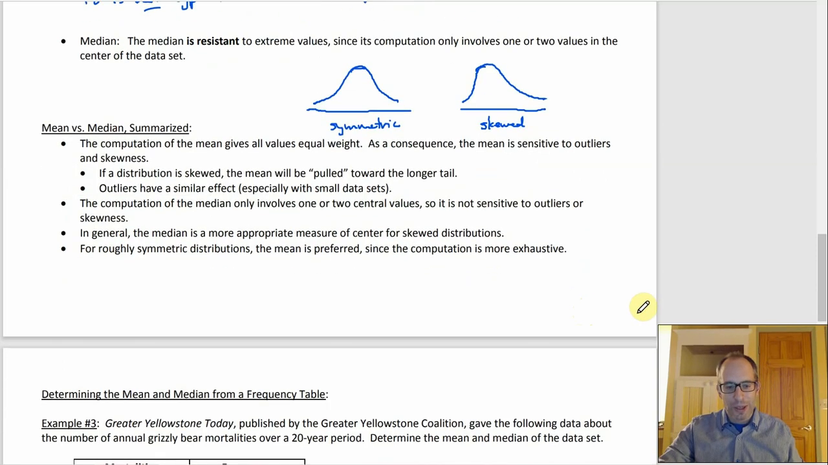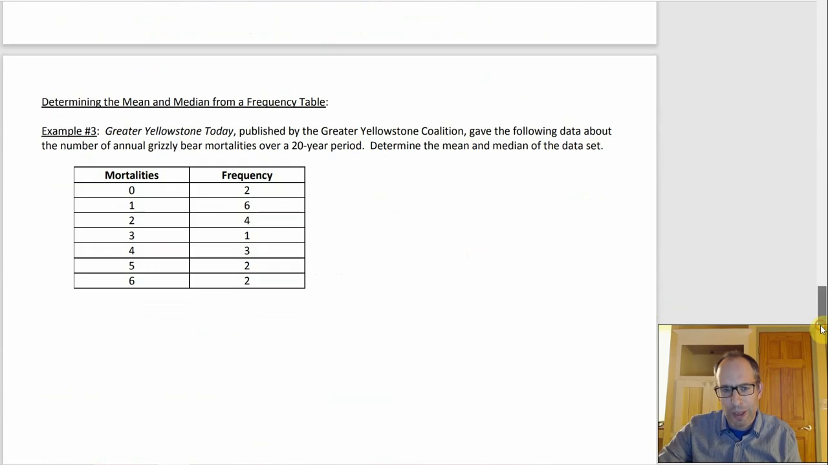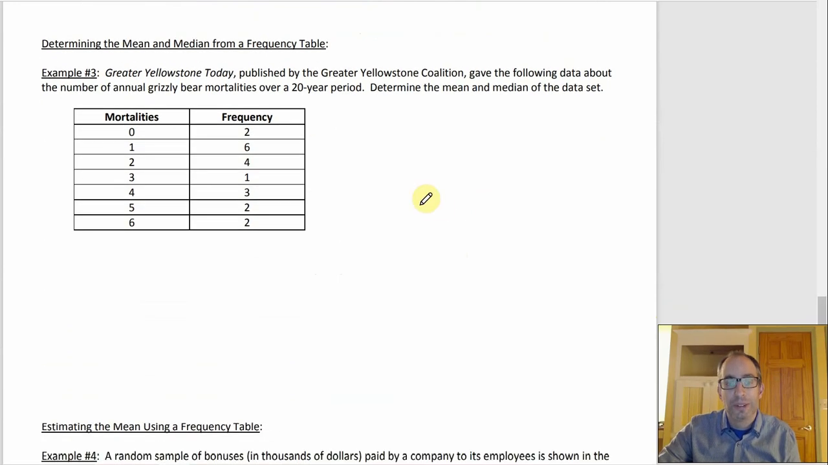All right, then this is kind of interesting here. What if you have the frequency table and you need to compute the mean or the median? And that's what we're going to do here, because we can figure it out. You just have to use the frequencies to do it. So the computation of the mean has multiplication in it now instead of just adding, but that's going to be about the only difference.